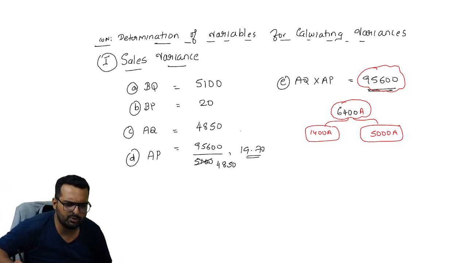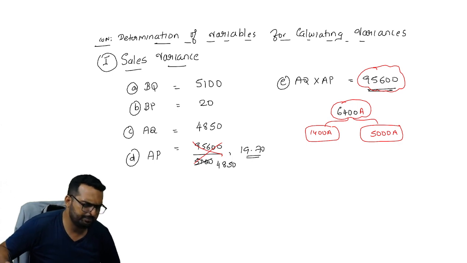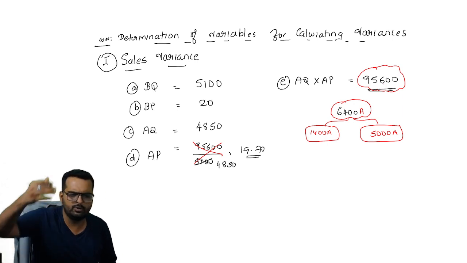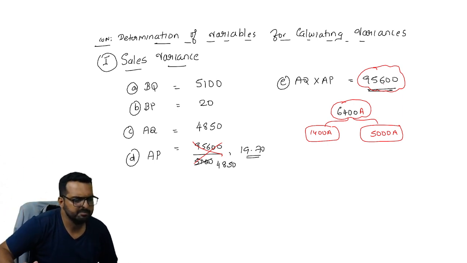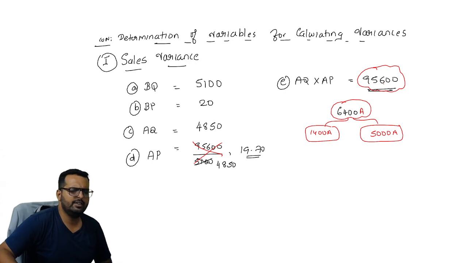That's why I told you to ignore this and to put it this way. Okay? That's where you went wrong, Darshana, because we already know AQ into AP is 95,600, but because you divided and then multiplied, it went wrong. Ignore that. This is the correct one. 6,400, 14,000 and 5,000. Alright?